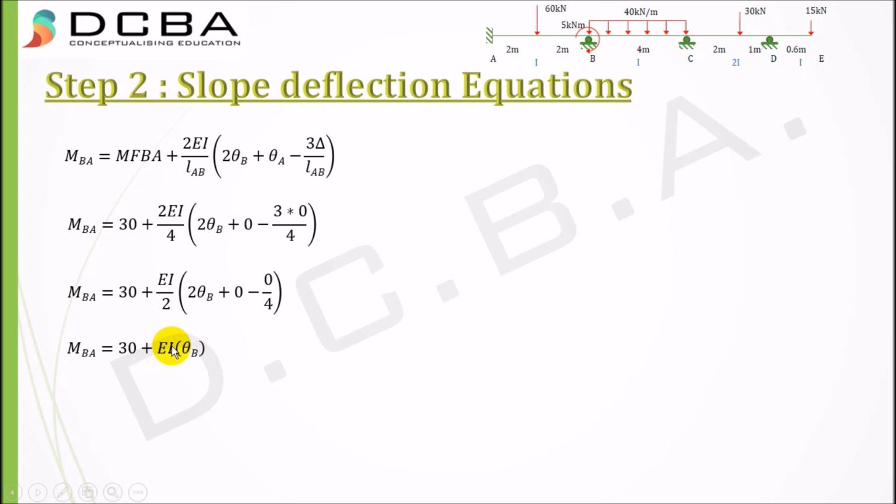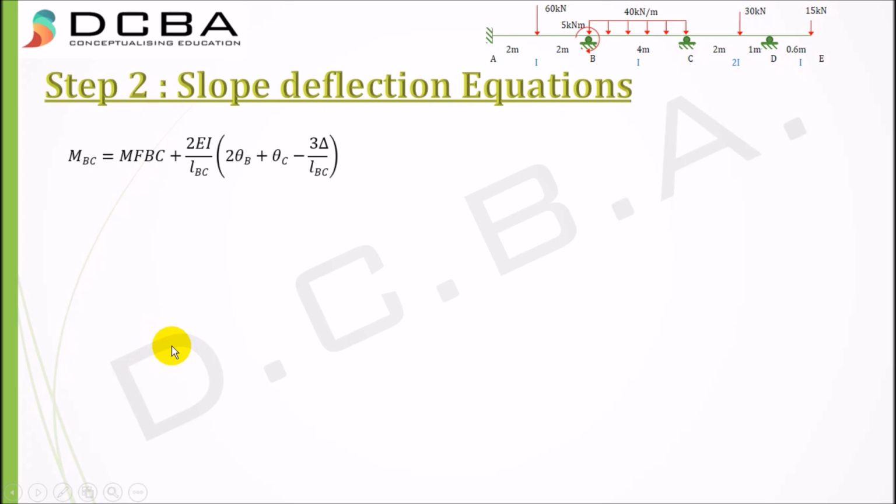Now we'll write the slope deflection equation for MBC. MBC is MFBC plus 2EI by LBC into 2 theta B plus theta C minus 3 delta by LBC. Now I hope you know how to write these. The first letter here, that is B, will be the first rotation, C the second rotation. So 2 theta B plus theta C.